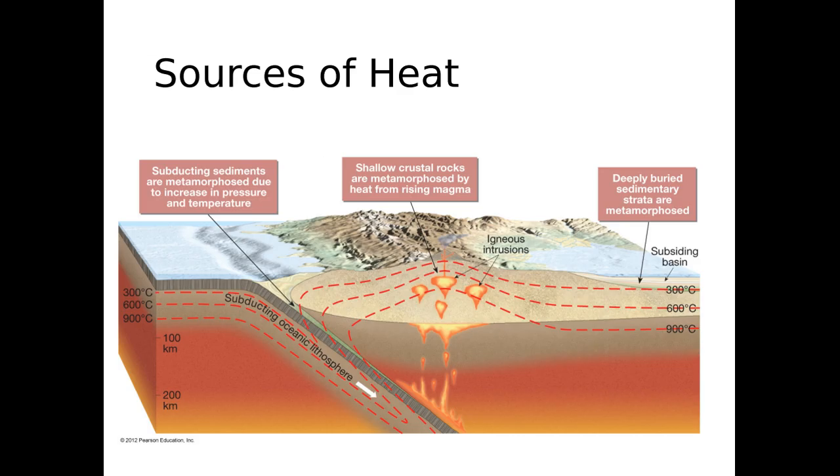So where does heat come from? The heat comes from usually magma. Either you're getting close to the mantle of the earth, or in some cases your magma is coming up, whether it's a hot spot, convergent plate boundary, or divergent plate boundary. You've got magma coming up, and that can create metamorphism as well.